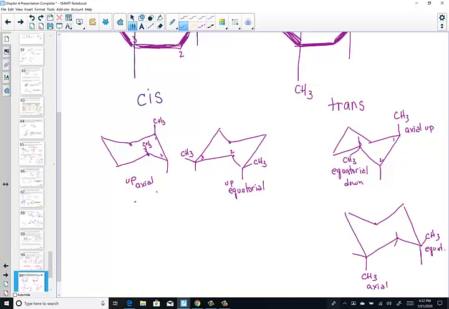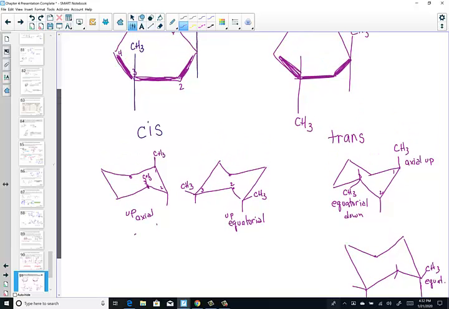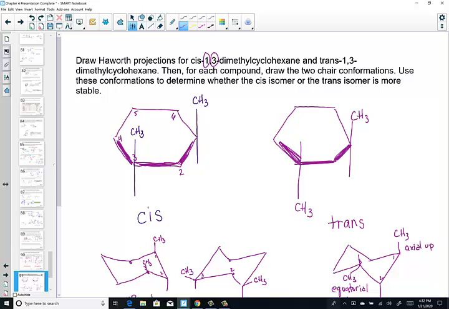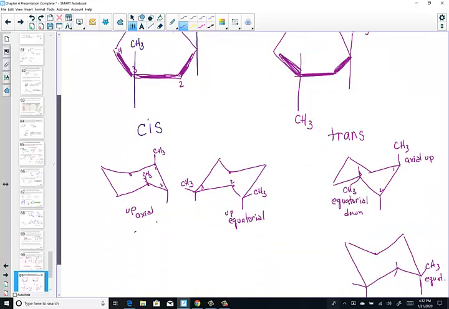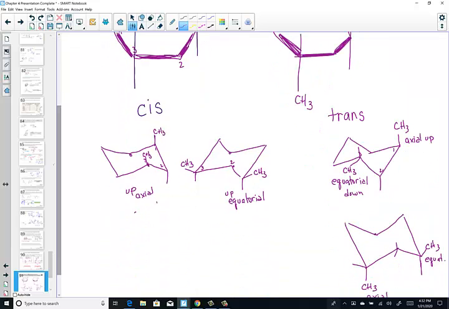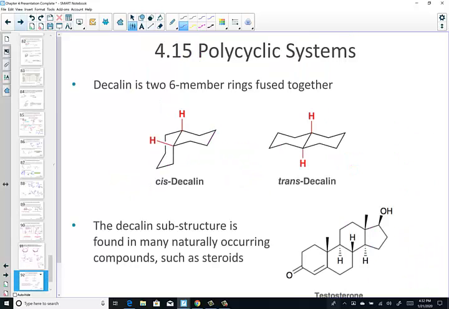Ooh, that was good work. We just did a lot of stuff. We drew 2 Haworth projections to show you cis and trans conformations, and then turned each of those 2 Haworths into their own separate chair conformations for cis and trans. You feel like a little artist, right?